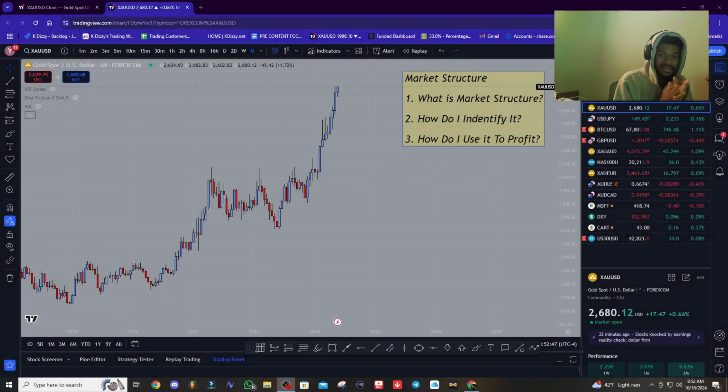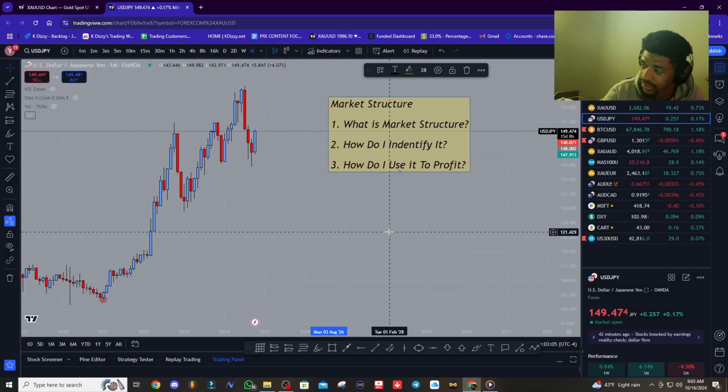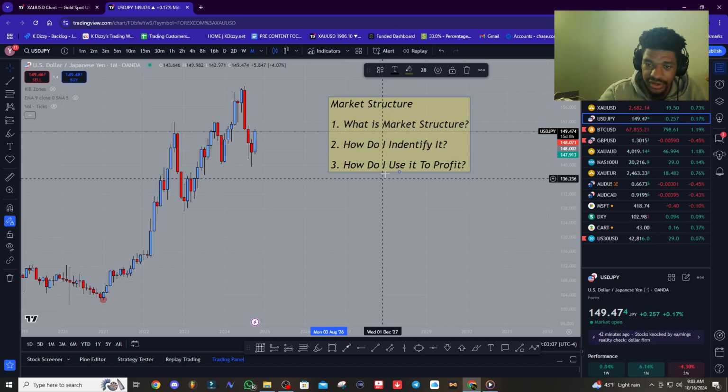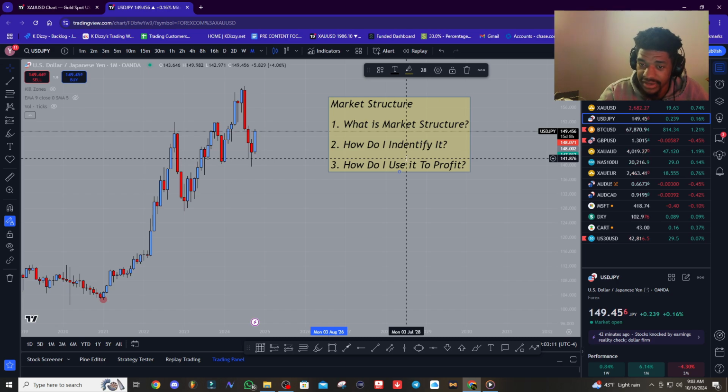Alright guys, so this is number 2, how to identify market structure. Let's get right into it. So I switched charts, USD JPY. If you want to switch over to USD JPY and follow along, go do that. But what is market structure and how do I identify it, and how do I use it to profit?